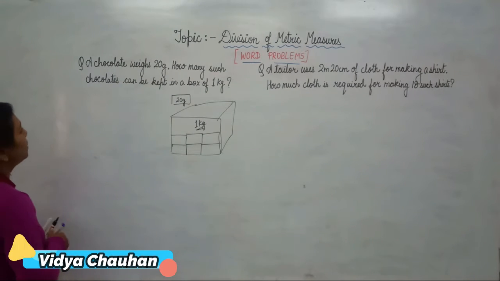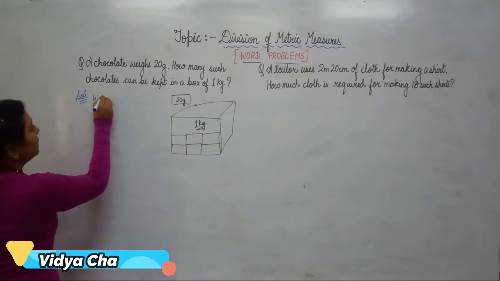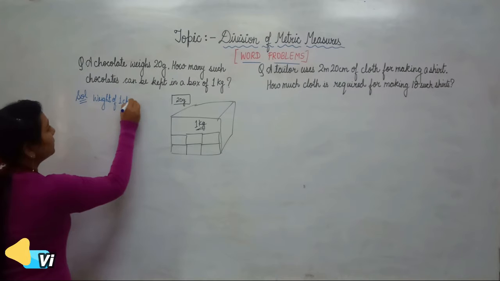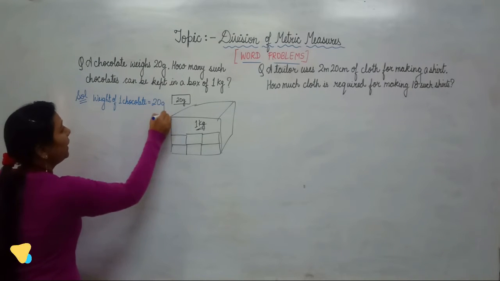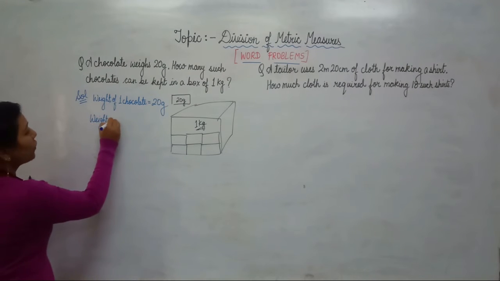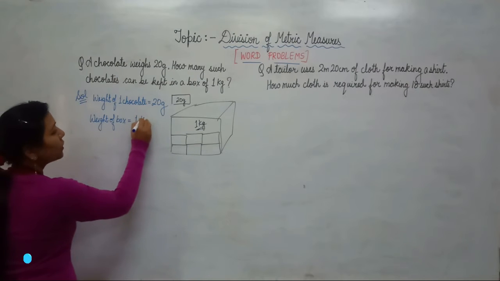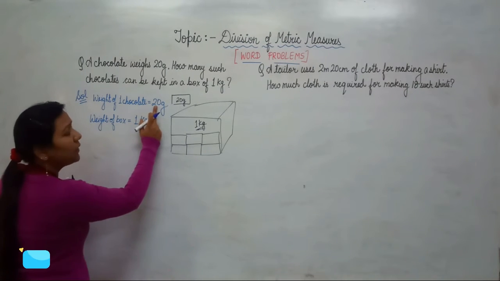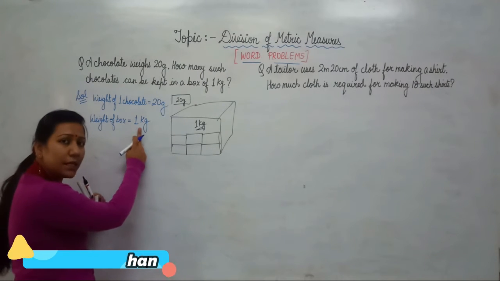So let us write the things which are given to us. Very first, weight of one chocolate is 20 gram. After that, weight of the box. What is the weight of the box given to you? Weight of box is given as 1 kg. Now here students, you can see the weight of the chocolate is given in grams and the weight of the box is given in kilograms.